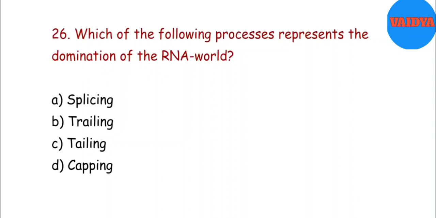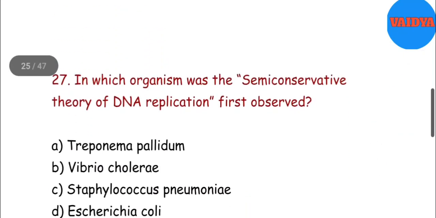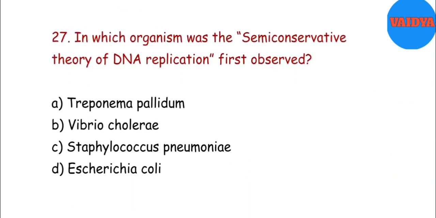Which of the following processes represents the domination of the RNA world? A. Splicing. B. Trailing. C. Tailing. D. Capping. Answer. A. Splicing. 27. In which organism was the semi-conservative theory of DNA replication first observed?